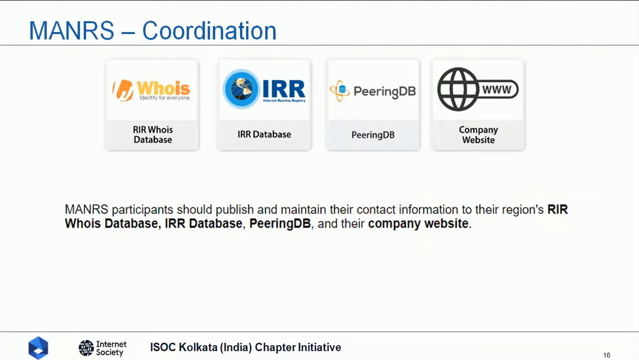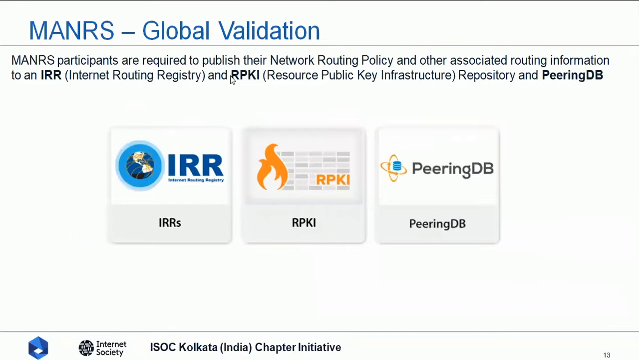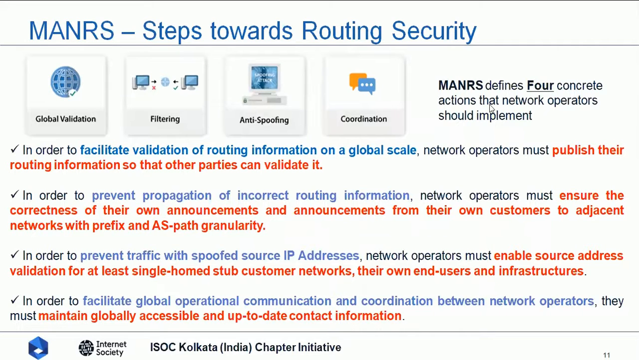The fourth of these four parameters is coordination. As I said, all this context should be collaboratively published through the RIR database, IRR database, PeeringDB, and also the company websites. They should publish and maintain their contact information so that if anything happens, people can collaborate, find out the reasons, and get the actual information rather than somebody faking it. So again, these are the four important pillars that can give you a security safety net if you follow the standards and routing protocols recommended by MANRS.